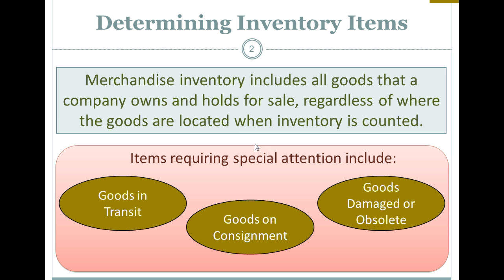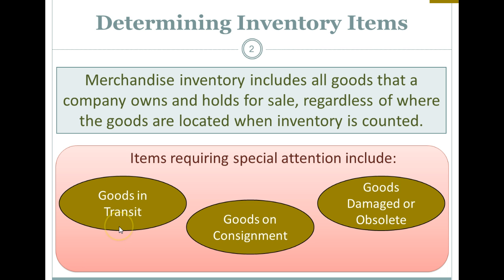Determining inventory items. Merchandise inventory includes all goods that a company owns that are for sale. This doesn't include other assets like equipment or trucks or buildings, but this is typically what you're going to resell. And it's regardless of where those goods are located when the inventory is counted. They could be in trucks in transit, they could be in different warehouses and so forth. But we do need to include certain things that you need to pay attention to.